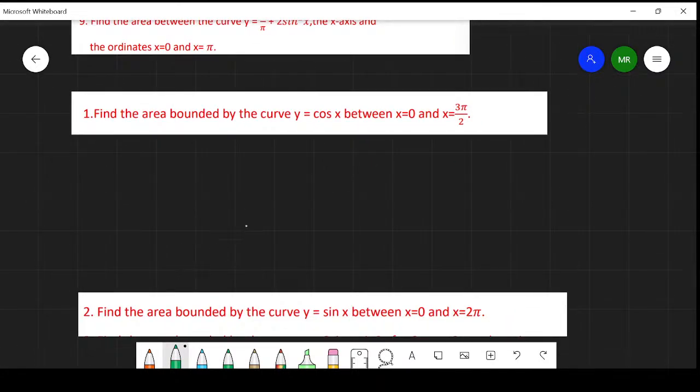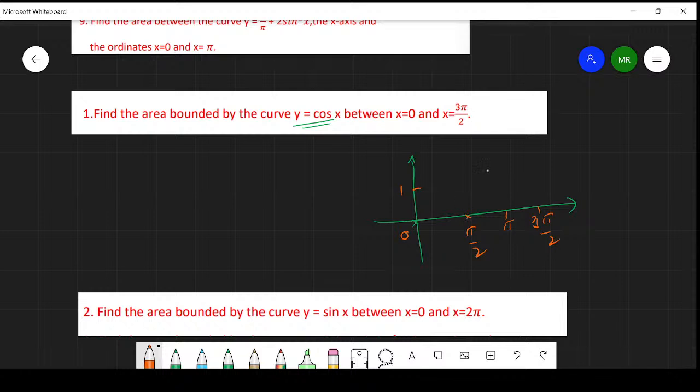When I take the first problem, they are asking for y equal to cos x. First we will draw the graph of y equal to cos x between 0 and 3 pi by 2. Then you will understand this. I consider this the origin. I am drawing the graph. The points I can consider are pi by 2, pi, and 3 pi by 2. The maximum value of cos x will be 1 only, right?